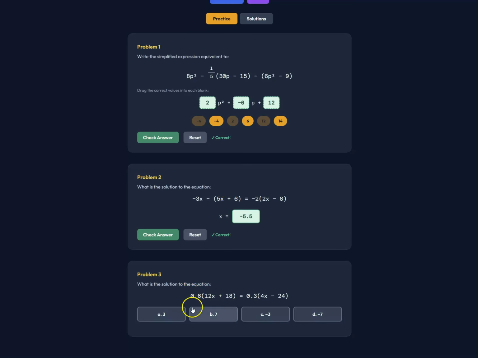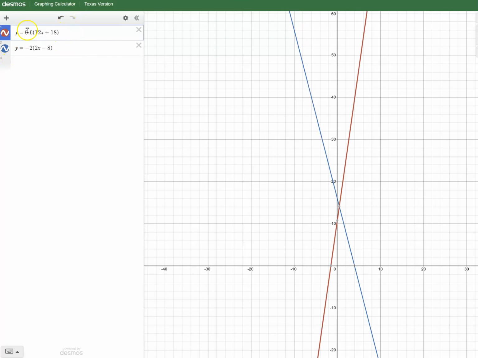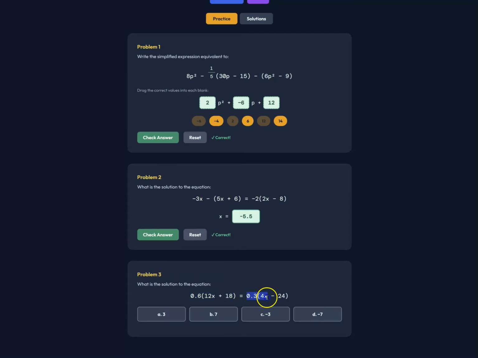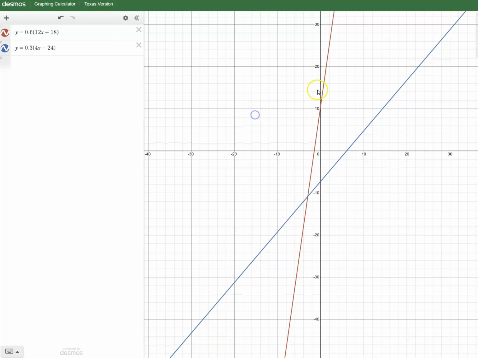But problem 3, we're going to do the same thing. So here we've got a multiple choice problem, but I can go ahead and take my left side in my calculator. I'll put y equals 0.6, 12x plus 18. Then I'm going to take my right side. Same thing here. I'm going to put in y equals. And I'm again going to look for the intersection.